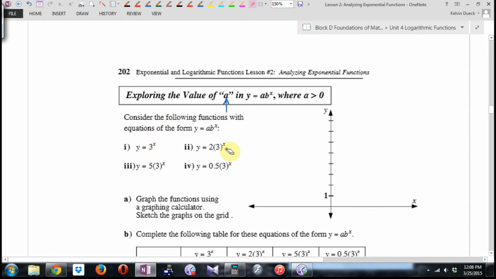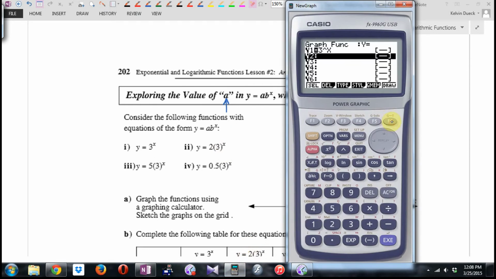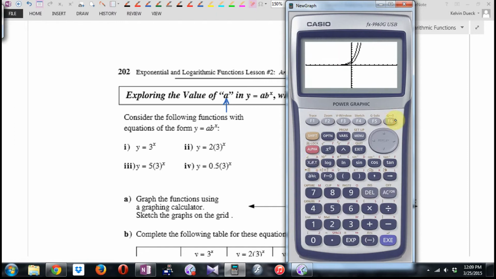On the same screen now, let's graph this. So F6, by the way, G to T graph, back to the table. F6. And I'm going to graph 2 times 3 to the x. What's that going to do? Did it change the shape? Not really. It still looks like every exponential graph. And what does every exponential graph look like? So it still looks like that. Now, it looks a little steeper.